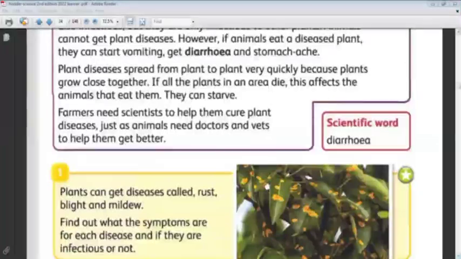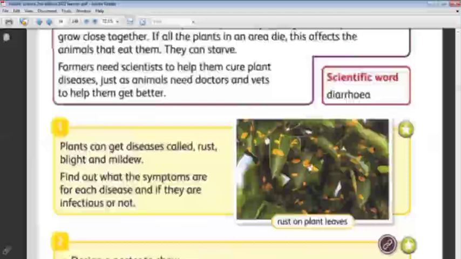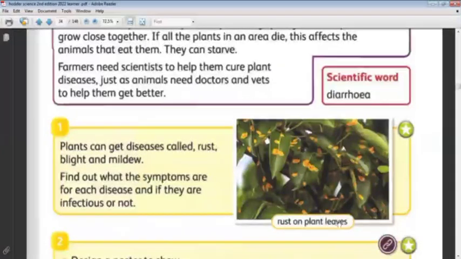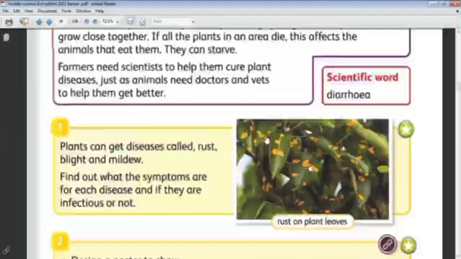Here, this activity is talking about the disease of the plant. This plant has a disease which is called rust. Can you see rust on plant leaves? Rust is a disease that causes these orange colored spots on the leaves. Can you see these spots, orange spots on the green leaves? Yes. This is a disease called rust.